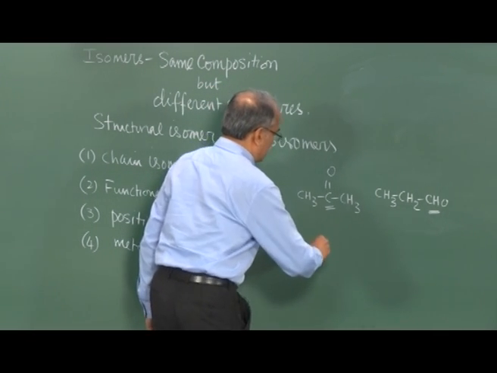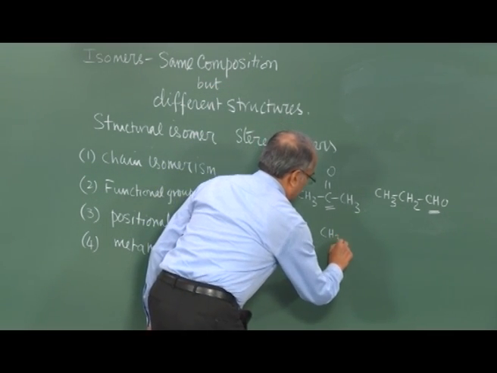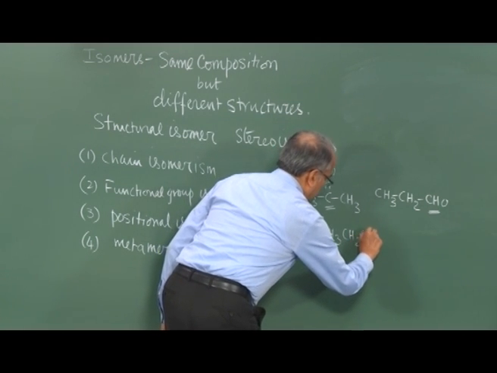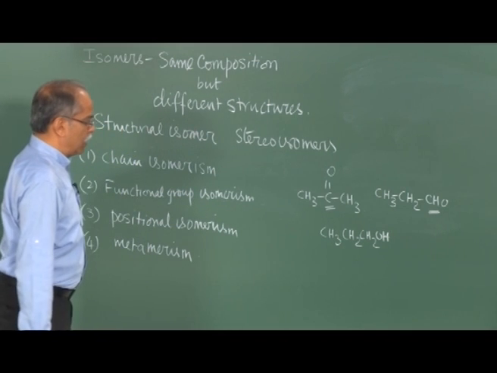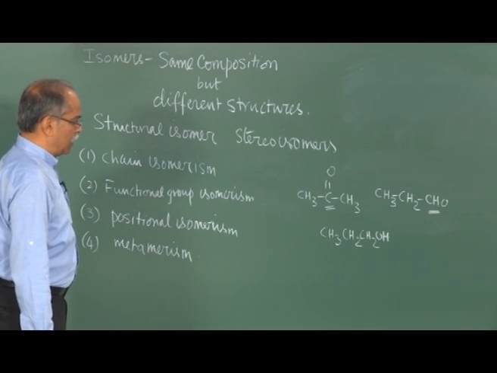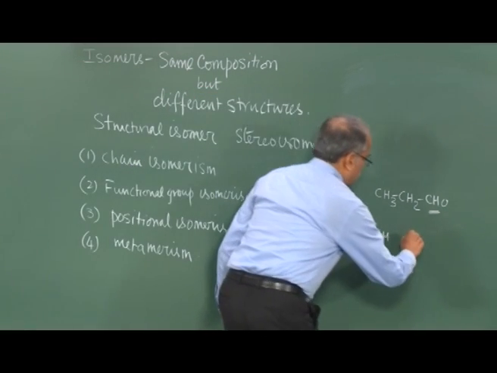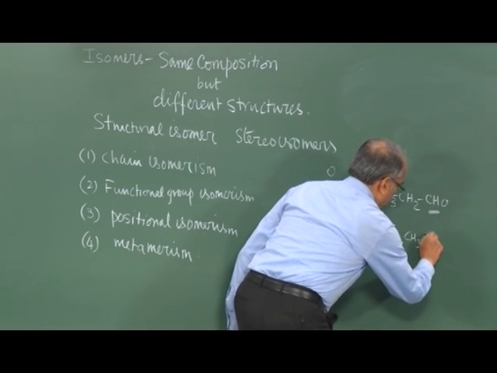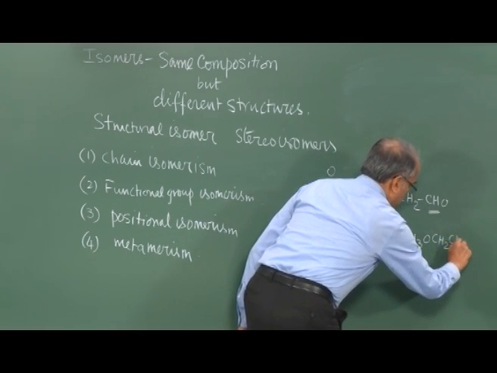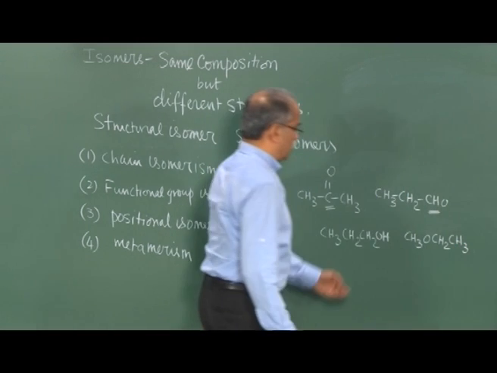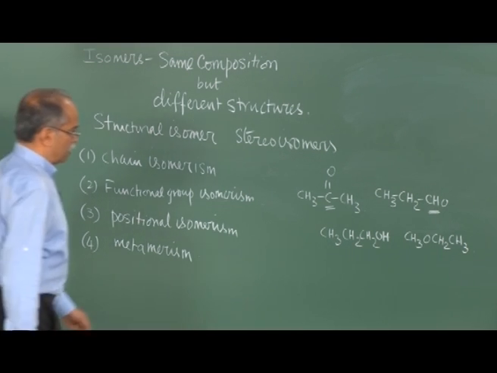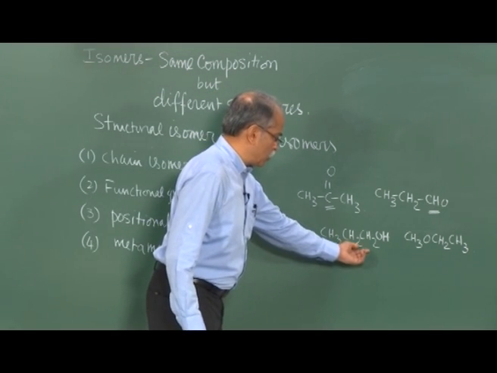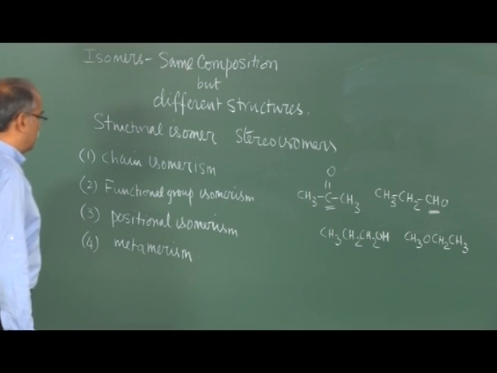One can also have, as I mentioned earlier, alcohol versus ether. Let us say for example, this is the normal propyl alcohol or propanol. One can have the corresponding functional group isomer which is an ether also. For example, in this particular case, this will be methyl ethyl ether, which is the ether that we are referring to as a functional group isomer of propanol.